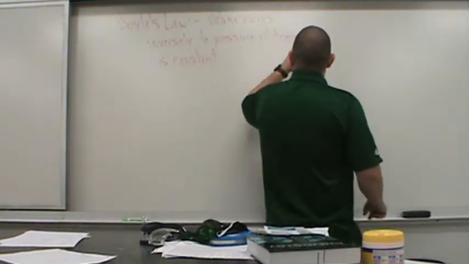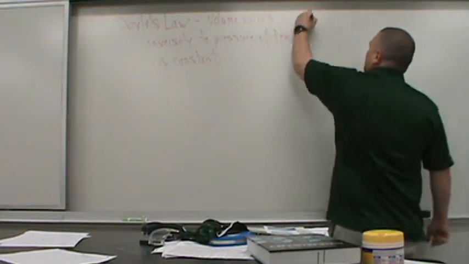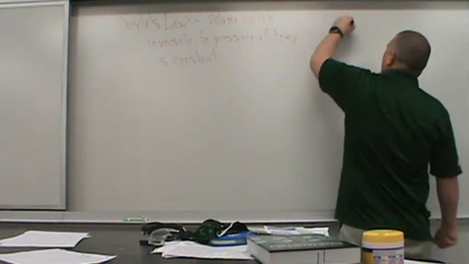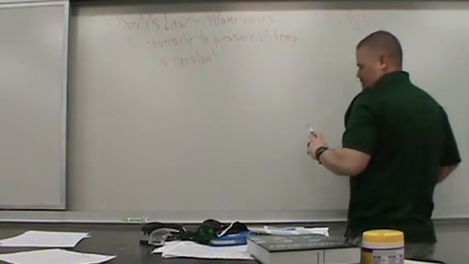All right, so the formula for Boyle's law, P1 times V1 is equal to P2 times V2.